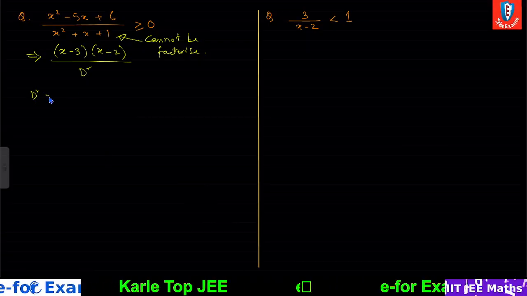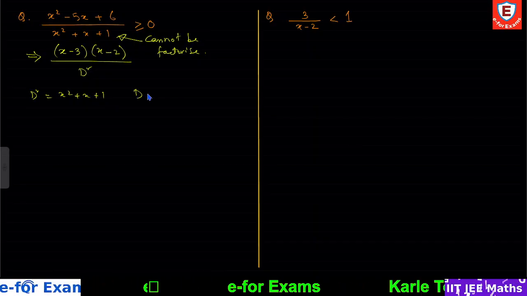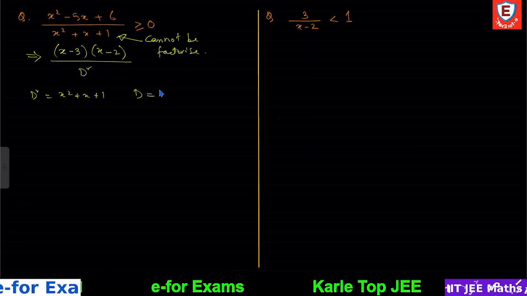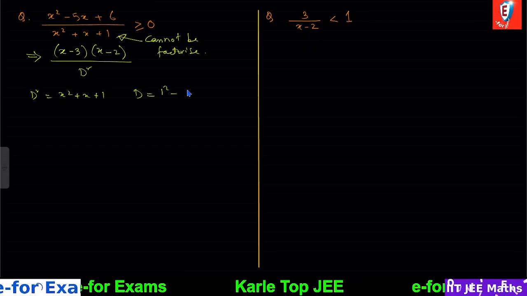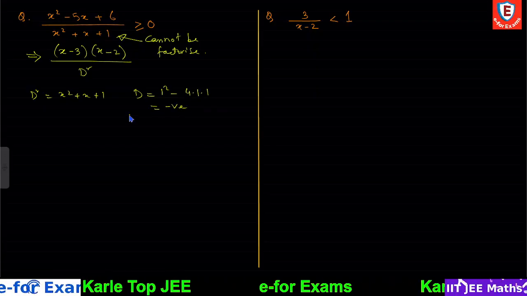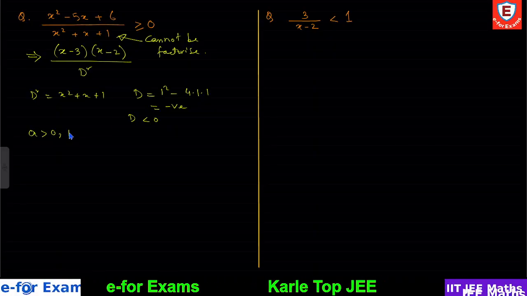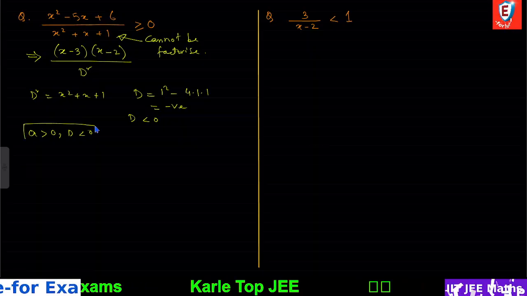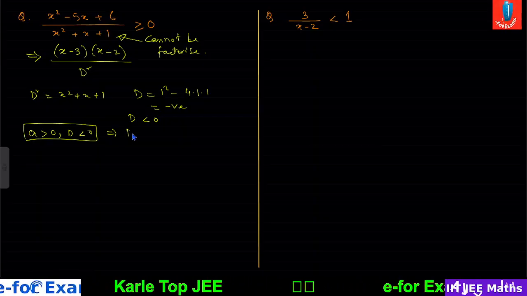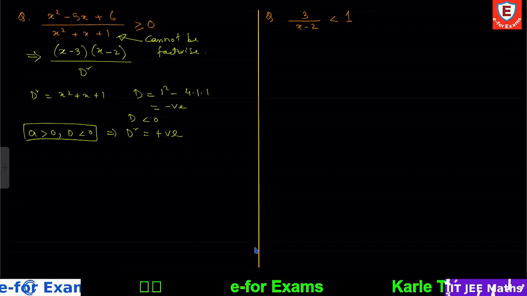Denominator equal to x square plus x plus 1, then D equal to 1 square minus 4ac, which is negative. That is, D is less than 0. A is greater than 0, D is less than 0. This implies the denominator is definitely positive, right?